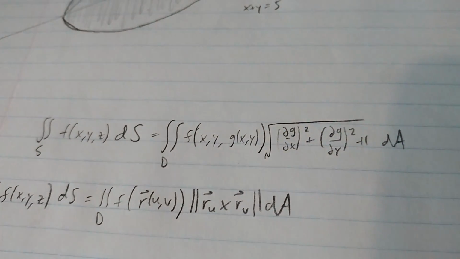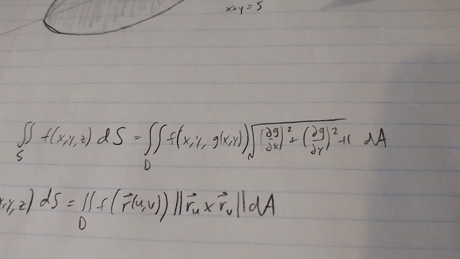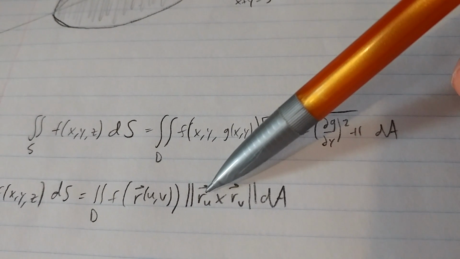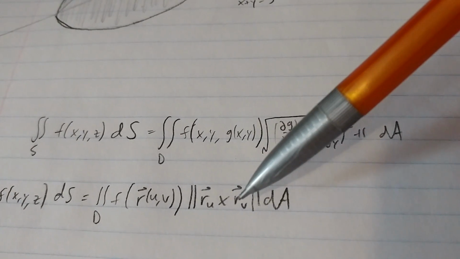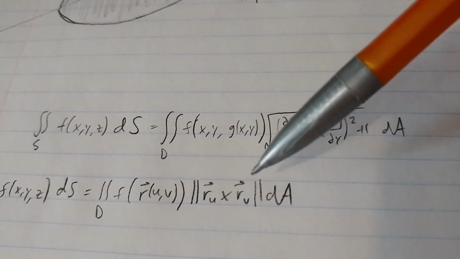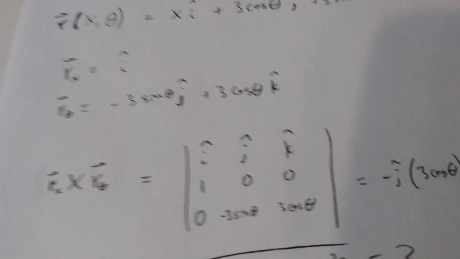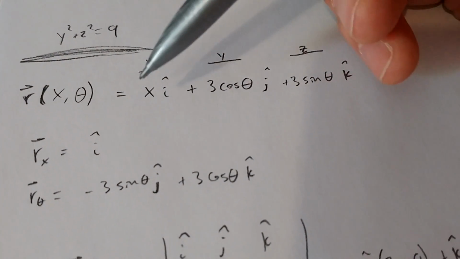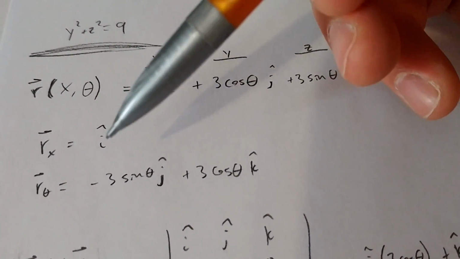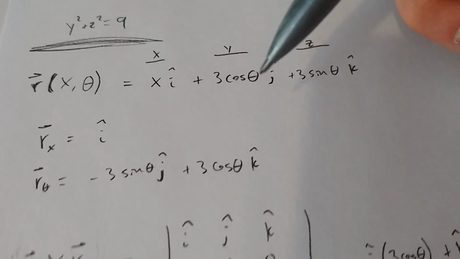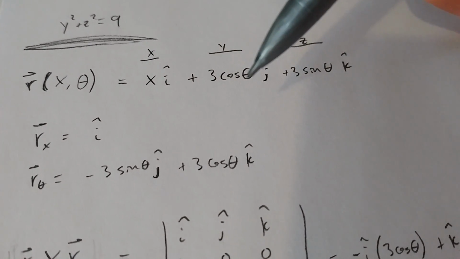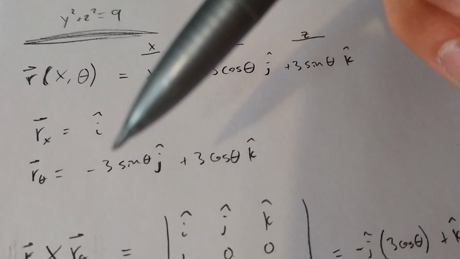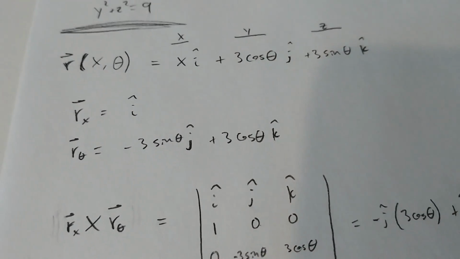So to find this Jacobian, I think it's called, it's the partial derivative of r with respect to one parameter crossed with the partial with respect to the other. It doesn't matter the order because you're taking the magnitude. So the partial with respect to x, the only component that has an x in it is this one, so it's just going to be 1 i hat. And then with respect to theta, that has no x, so it's 0, and so you just have the j component and the k component. So there's that and that.